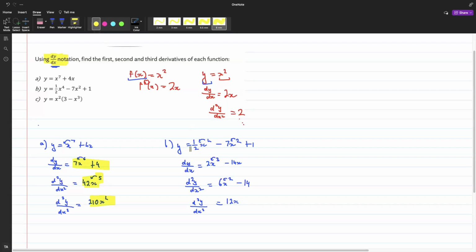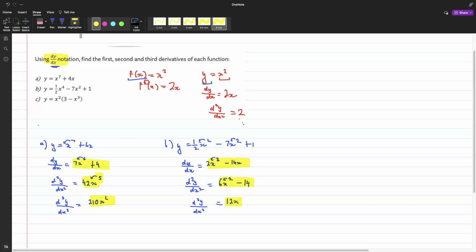So again, highlighting our three derivatives, dy over dx. First derivative is 2x to the power of 3 minus 14x. Second derivative is 6x to the power of 2 minus 14. And then third derivative is 12x. But when I'm finding second and third derivatives, we're not changing the rules or anything. It's the same process. It's just keep on deriving until you're left with nothing.